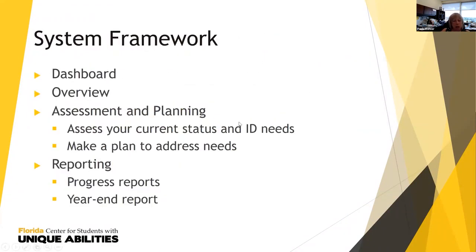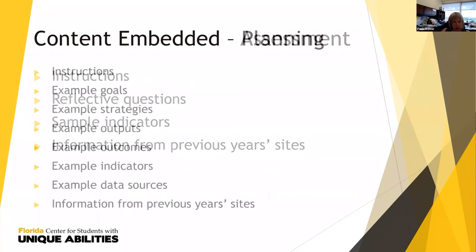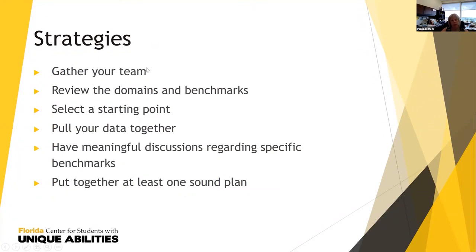So your slides are going to show you all these things that we just talked through, just as a reminder of what's in there. So the content, the special features, and the strategies. So that's what I want to just mention now. The strategies are, be sure to gather your team, review the domains and benchmarks kind of at the 1,000-foot level so that you can select a starting point. So where in here do we want to start? Or where do we want to continue? Where did we leave off the last time? So that we know where we're going.